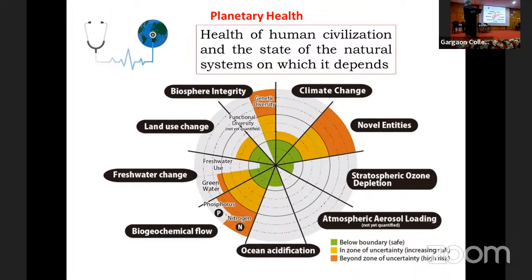So the definition is very interesting: health of human civilization and the state of the natural systems on which it depends. So humans depend on all the factors that are available on the earth. So we have to look after the natural factors also. And they have already identified nine planetary boundaries. According to them, we should not cross these boundaries, for our survival and the survival of the planet, like the biosphere, the climate, and the atmospheric zone. All these things are the same system.